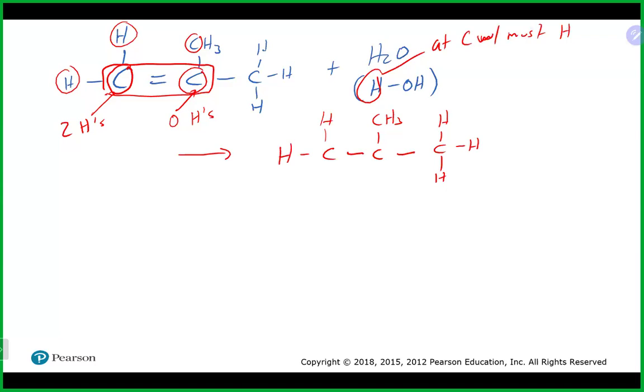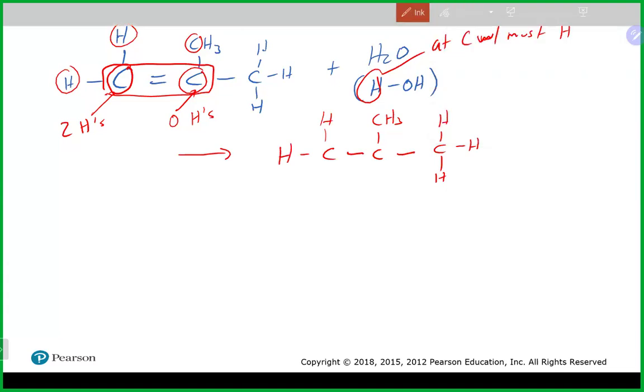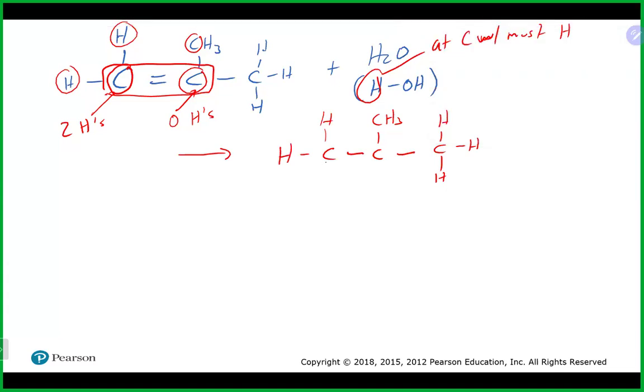So in this case, our carbon with the most hydrogens to start with is the carbon on the left, which means we should add the hydrogen to this carbon, and the OH should go to the other carbon. Now, when you do that, you create what is referred to as the major product, which is usually the thing that you want to actually do and draw.